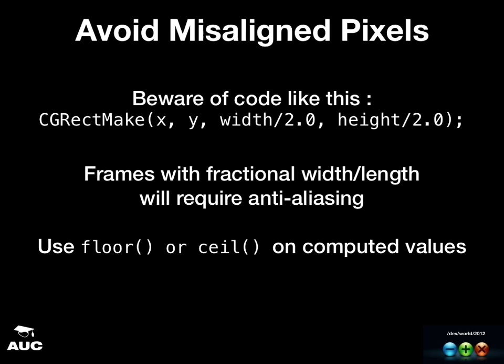So beware of code like this. For example, if you're trying to put something in the middle of a view, you might do width divided by 2, height divided by 2. Be careful with that, because if your frame is an odd number, that would introduce fractional width and height. And that means your view is not aligned nicely on the pixel grid on the device. It also means that the GPU has to do extra anti-aliasing, and it introduces extra load on both your CPU and GPU, because your CPU now has to deal with fraction calculation and your GPU has to do anti-aliasing for you, right?